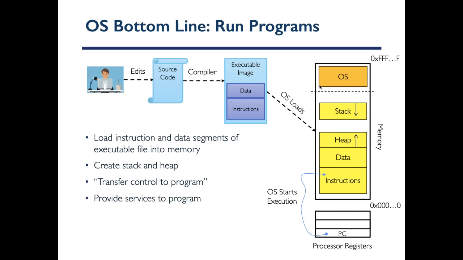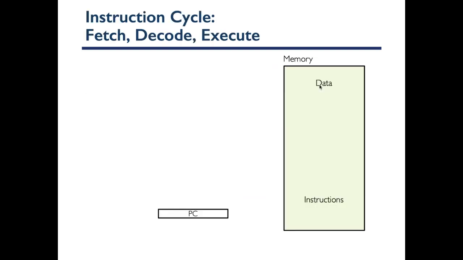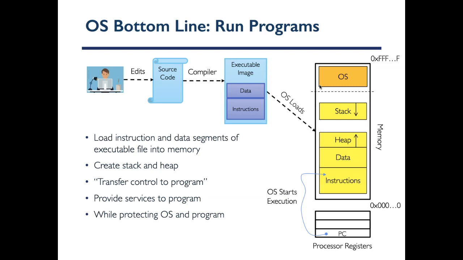And while the program is running, the program might ask for services. Again, going back to the first lecture, you might want to interact with the network. You might want to read a file that is stored on the disk, so other hardware. So you're going to ask for help, and that is provided to you with system calls. We'll talk about them. So while the program is running, we're going to provide services. And we're going to do all of this while protecting the operating system from the program, and protecting other programs from the running program at the same time.